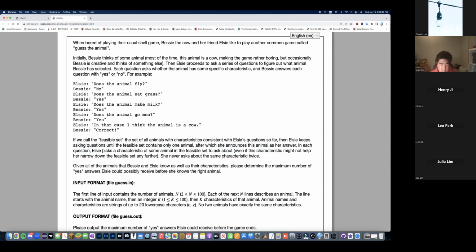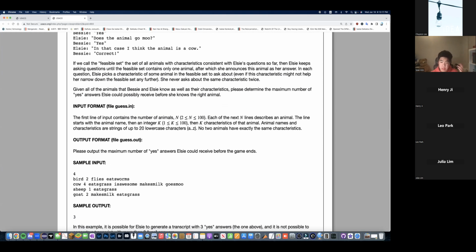In each question, Elsie picks a characteristic of some animal in the feasible set. She never asks about the same characteristic twice. Given all of this, Bessie and Elsie know as well as characteristics. Please determine the maximum number of yes answers Elsie could possibly receive. So basically, they're trying to find the maximum number of times Elsie has to ask a question to find out which animal it is.